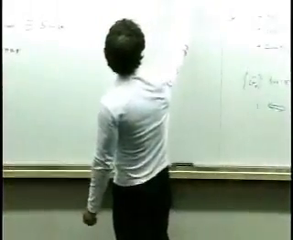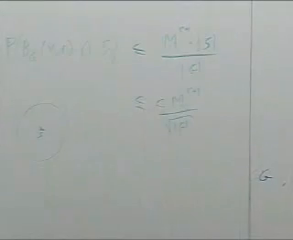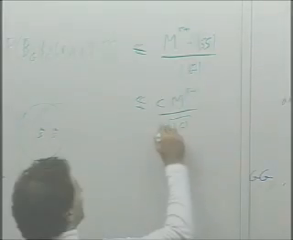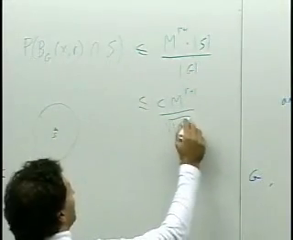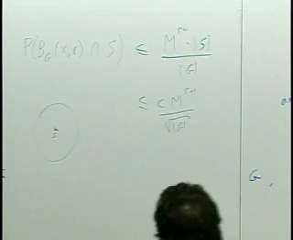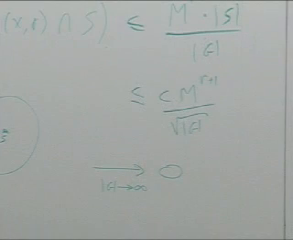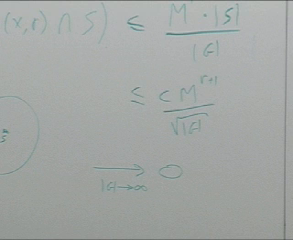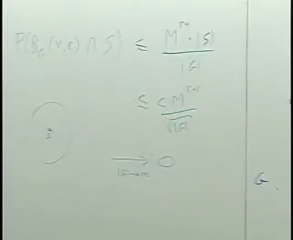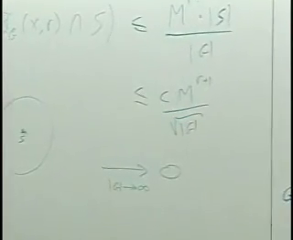Okay, so you have something like this, which is at most some constant m to the r plus 1 divided by the square root of the size of the graph. And if the graph is very large, then this converges to 0, because m is fixed and r is fixed, and this goes to 0 as the size of G goes to infinity. So this means that for any fixed radius, the probability that you see the set S when you look at a ball of radius r goes to 0.